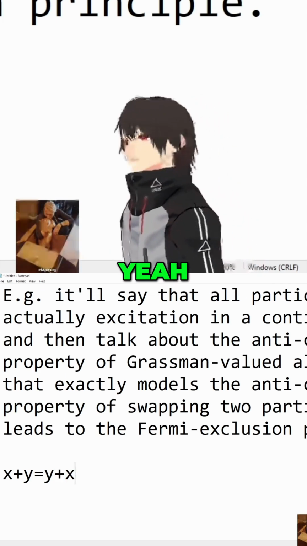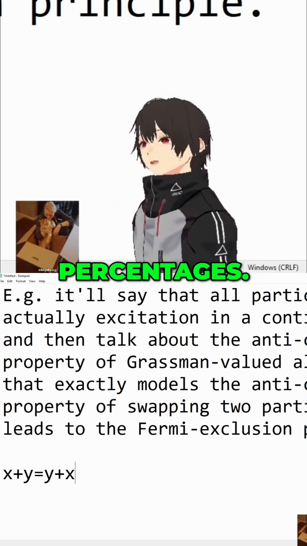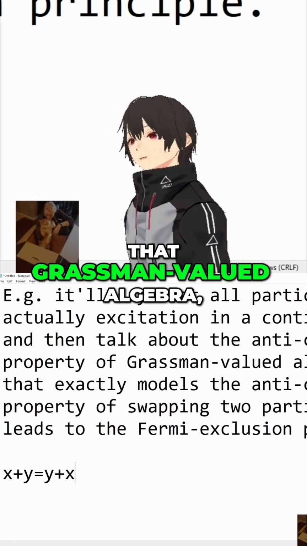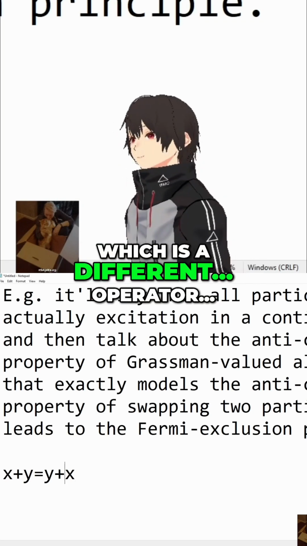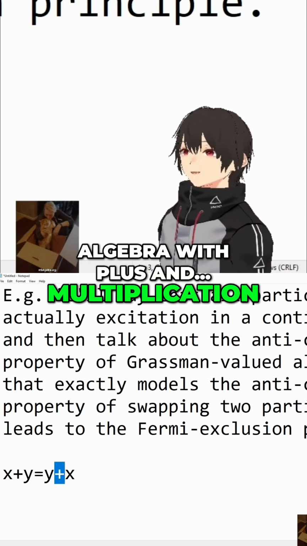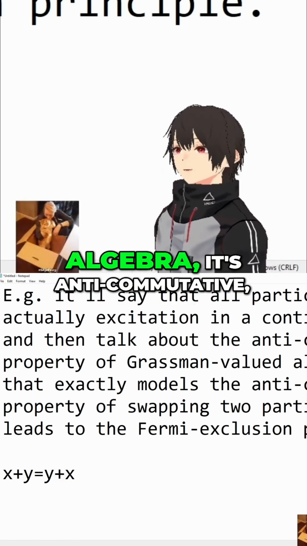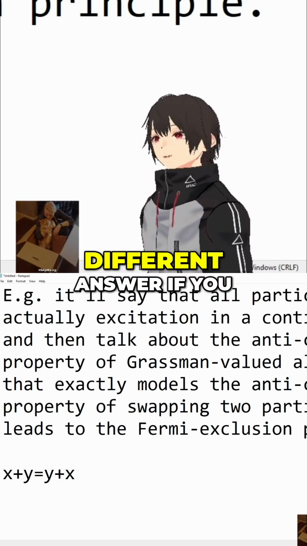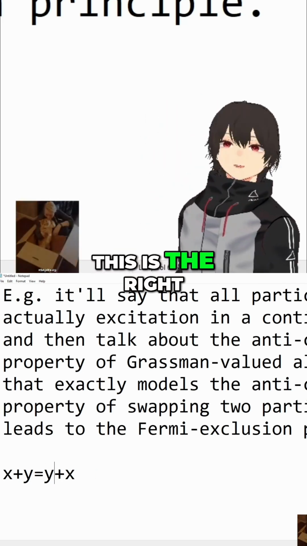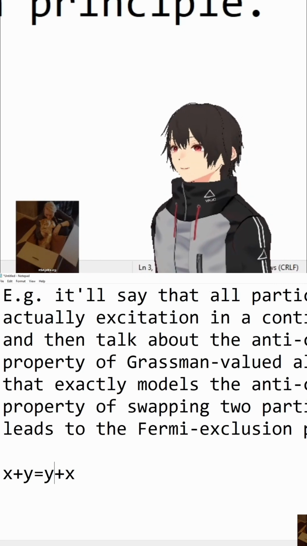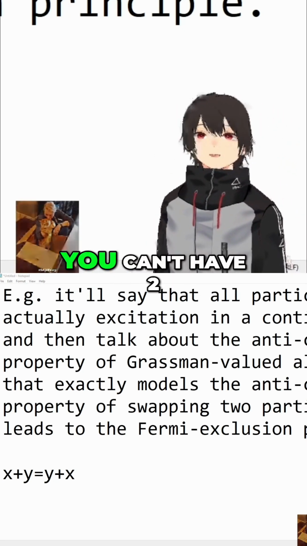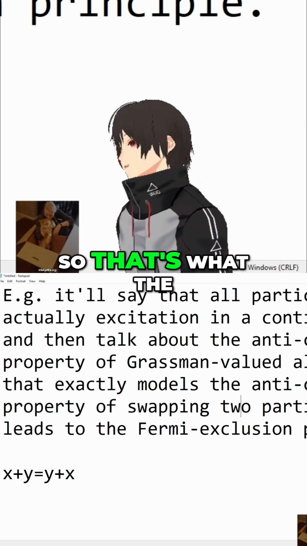Yeah, that's right. But here it's saying that Grassmann-valued algebra, which is a different set of operators, right? You have normal algebra with multiplication and addition. In Grassmann-valued algebra, it's anti-commutative, meaning you get a different answer if you swap them. And they say that this is the right mental model to think about Fermi exclusion principles, which is saying that you can't have two particles at the same time. So that's what the AI is telling me, right?